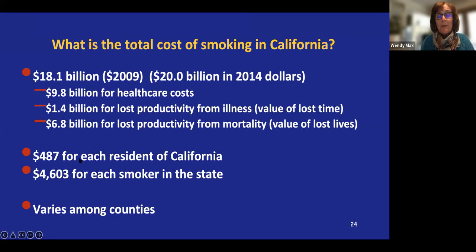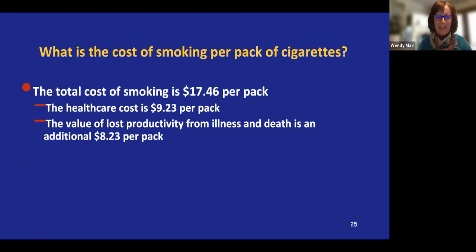At the state level, it's almost $500 for each resident of the whole state, and then it's $4,600 for each smoker. And again, there's quite a bit of variation from county to county. Another way that we thought was useful to present this information is to look at the cost per pack of cigarettes. If you're involved in a program where you're reducing the number of packs of cigarettes sold, you can see what it's going to save. And again, about half of that is healthcare costs. It's almost $9 per pack of cigarettes, and the productivity losses make up the rest of that, $17.50 per each pack of cigarettes sold.